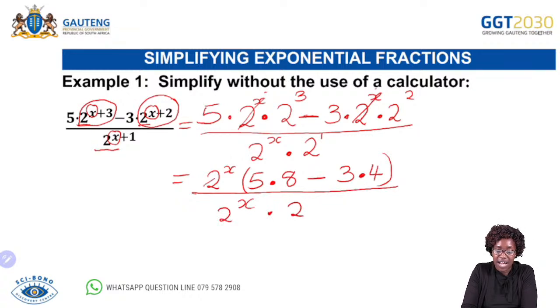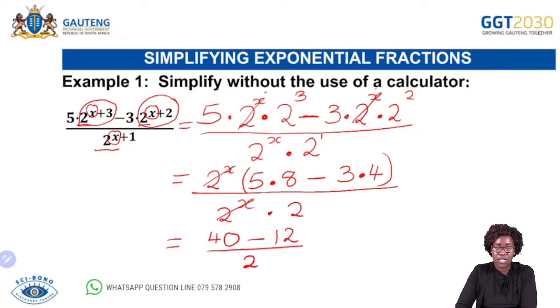Now, when I divide these two, I'm going to remain with what is inside the bracket. But in the bracket, we have 5 multiplied by 8. 5 multiplied by 8 is 40. Then I'm subtracting 3 multiplied by 4. 3 multiplied by 4 is 12. And then I'm going to divide this by the remaining factor in the denominator, which is 2.